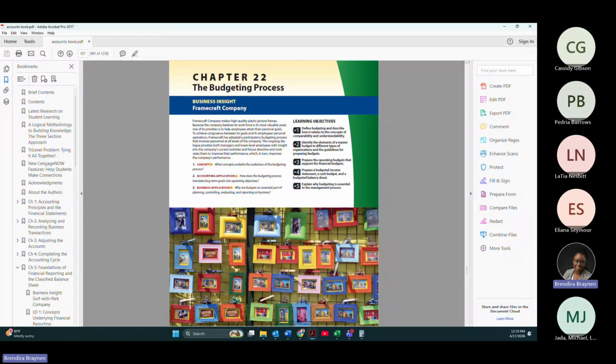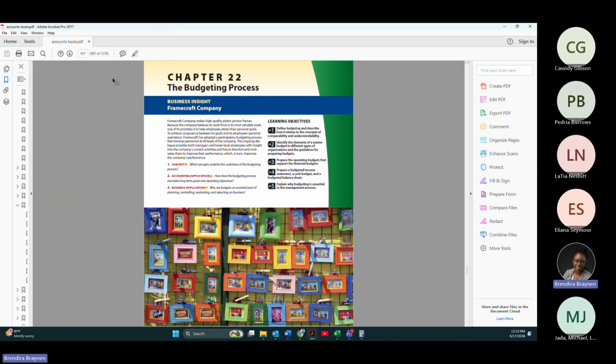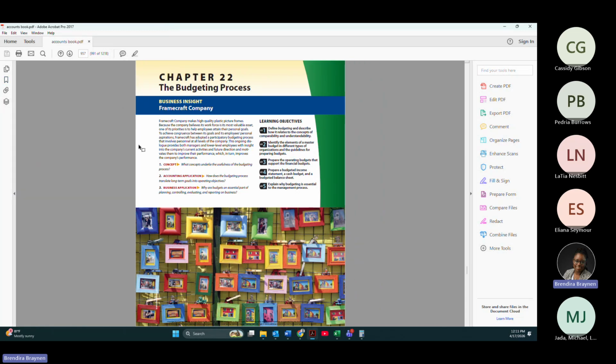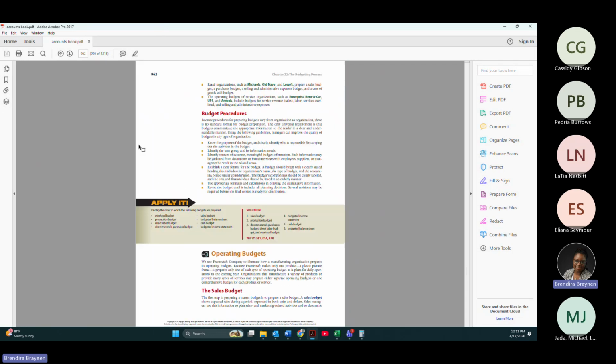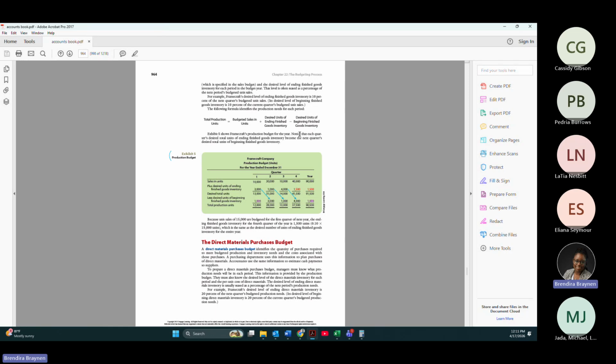All right. So we're in chapter 22. Do y'all have questions about 22? Okay. Chapter 22 overall is about budgeting. These are the different budgets, but I guess the main thing is going to be starting with the production budget, just going over that.